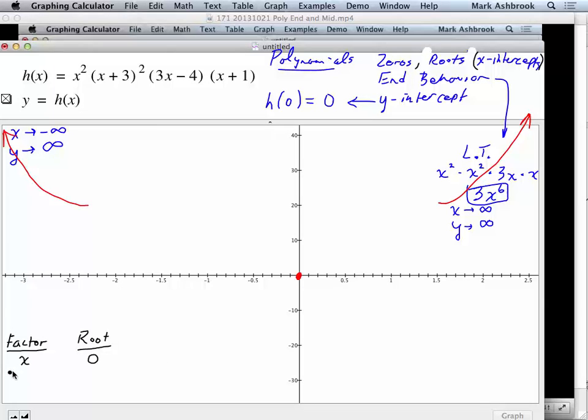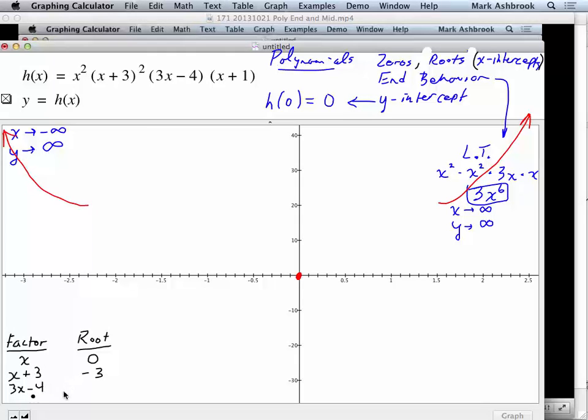Next factor, x plus 3. What's the corresponding 0 or root? Christian wants -3. Agree with that? So what are roots? Values of x that make the function 0. So what value of x here will give us a 0? -3. Next factor.